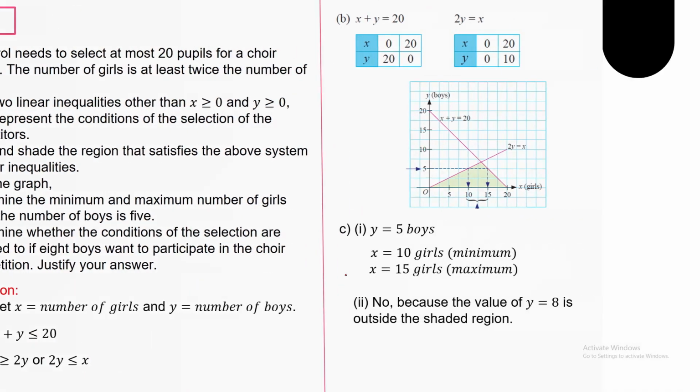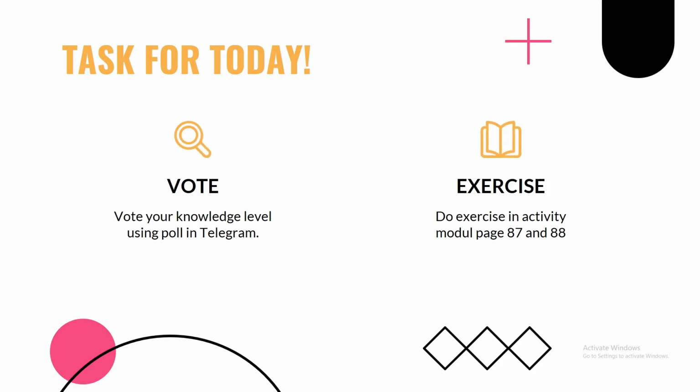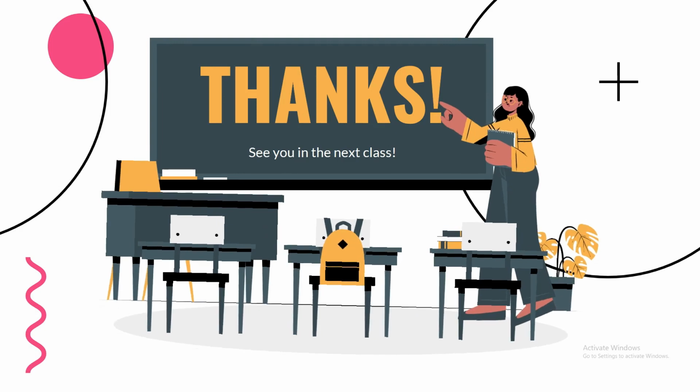That's all for today. We have reached the end of the lesson. The tasks for today: as usual, you need to vote in the Telegram, vote your knowledge level. The second task is to do the exercise in the activity module, pages 87 and 88.